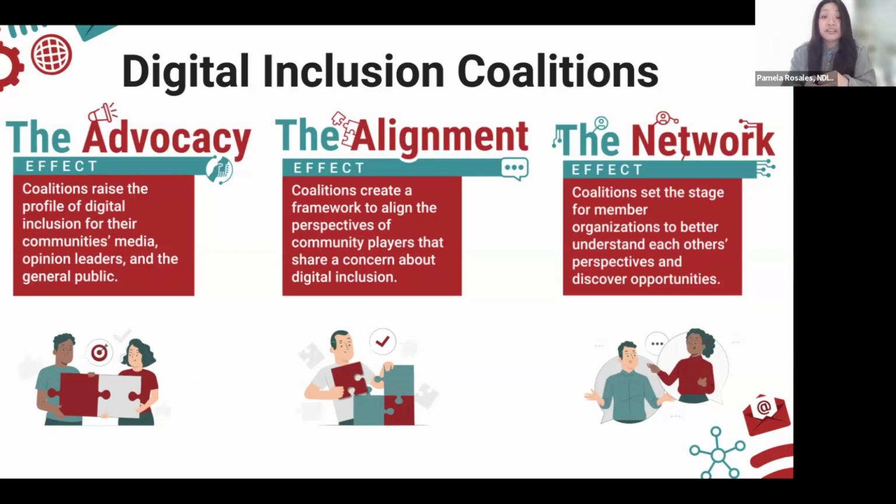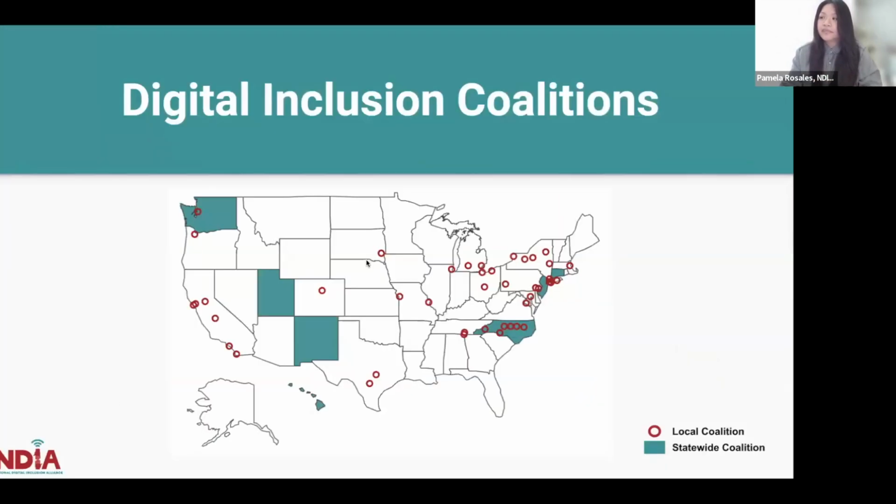They can help with raising funding for digital inclusion programs. They can help with building political support for public investment. And also here is our Digital Inclusion Coalition map. So if you're part of a coalition and you're thinking, there should be a red dot where I'm at and I don't see it, that's because this was taken in 2022.